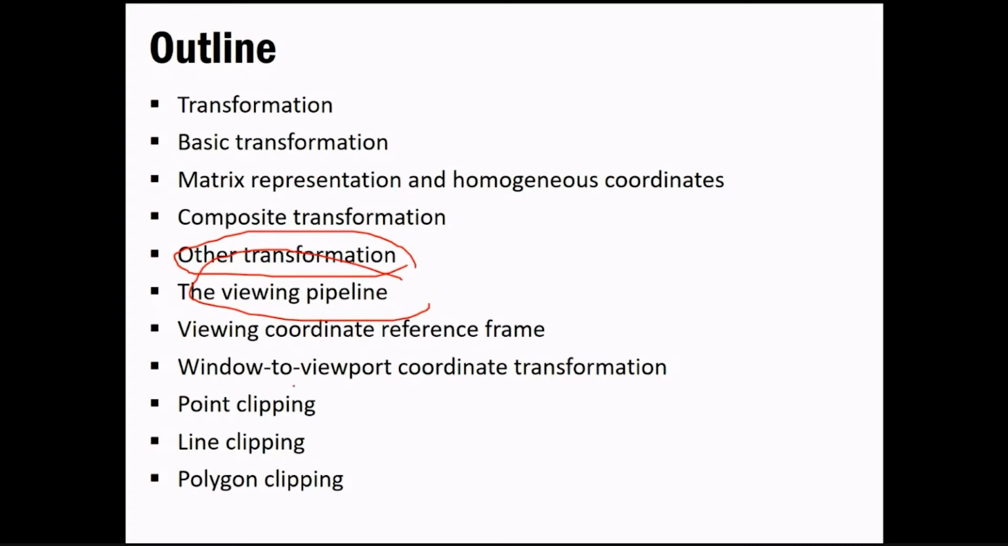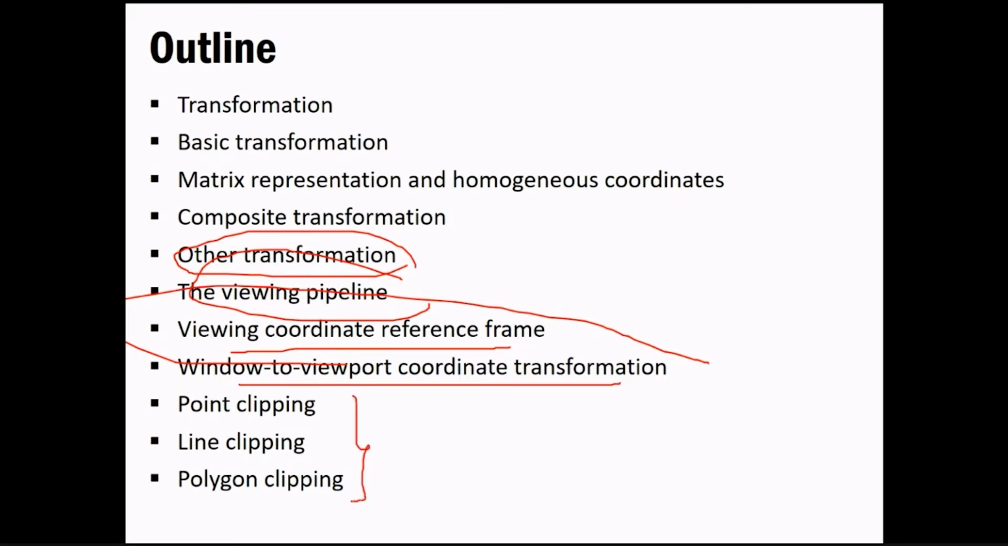So that is what it says, the viewing coordinate reference frame. Then we have window to viewport coordinate transformation. This is the basic thing that we will see. How will it be useful to us? It will be useful in these three concepts, that is point clipping, line clipping, and polygon clipping.